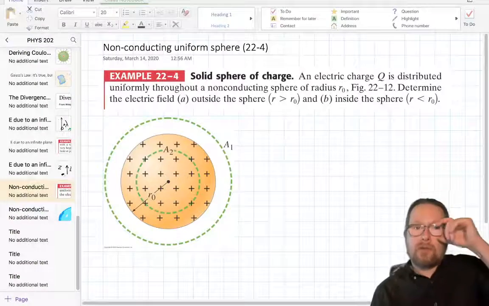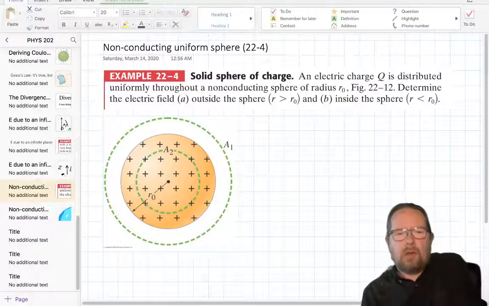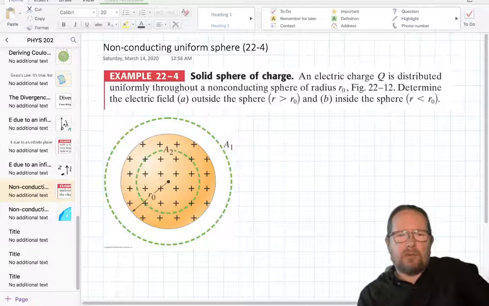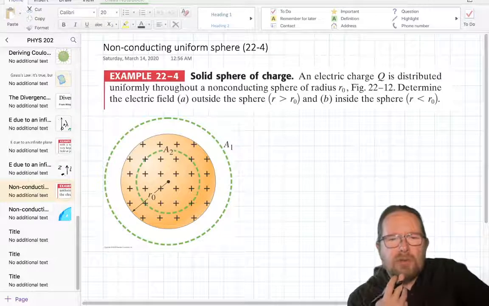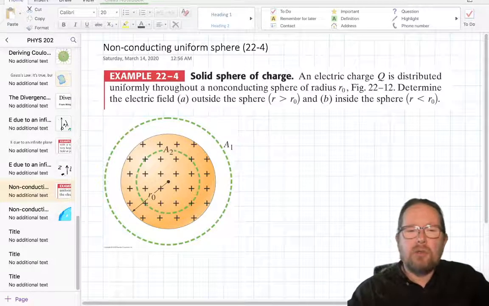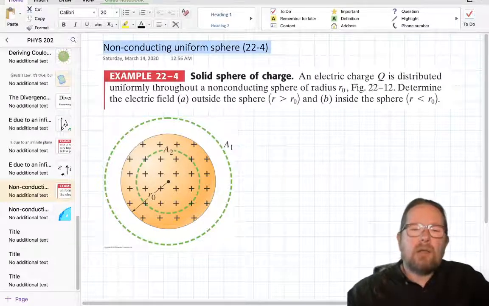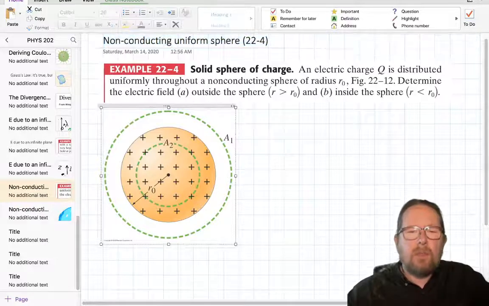Okay, one last Gauss's law problem for this run of videos for chapter 22. And that is example 22-4, a solid sphere of charge. So your book states the problem this way. An electric charge Q, a total electric charge Q, is distributed uniformly throughout a non-conducting sphere of radius r0.